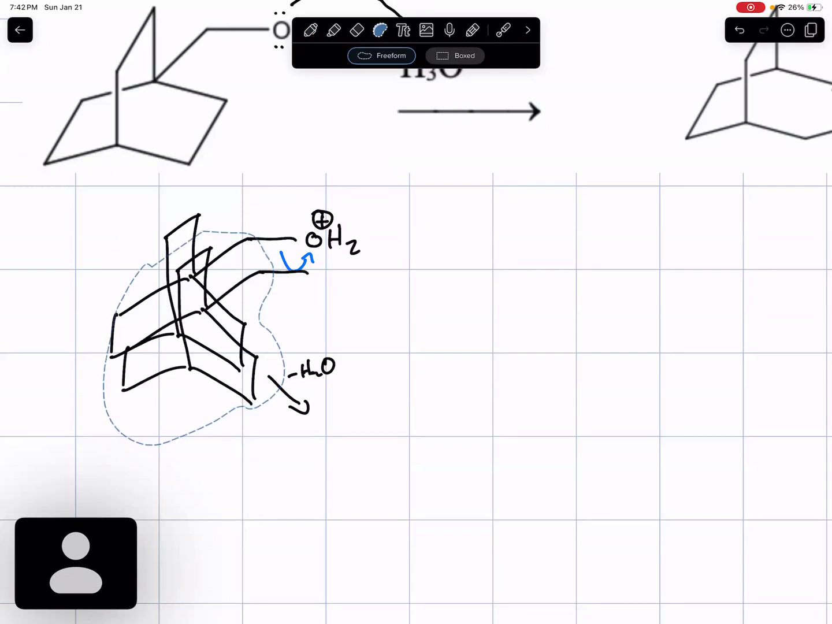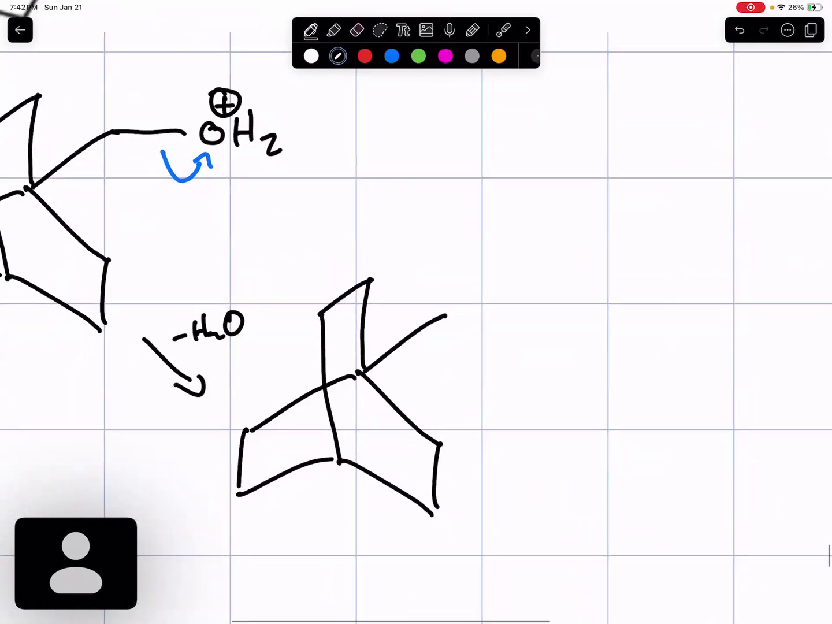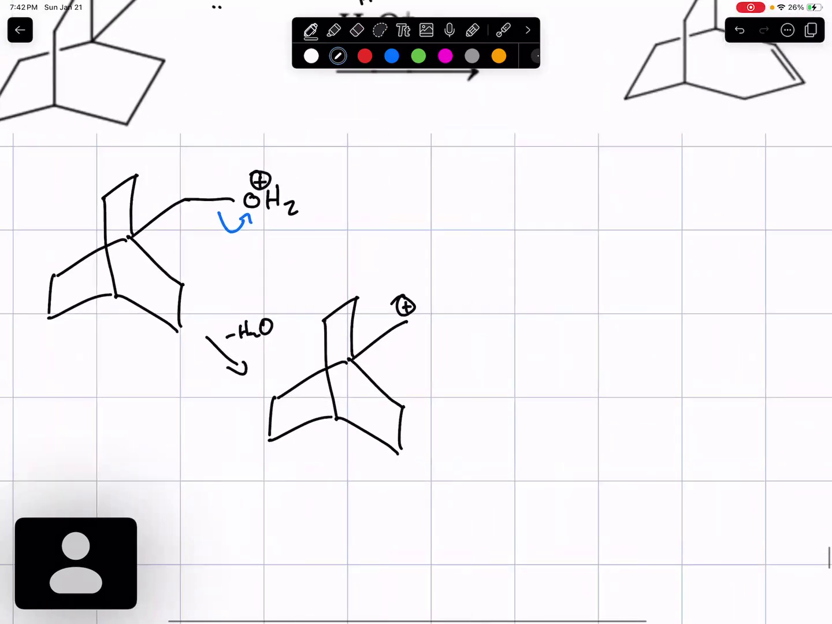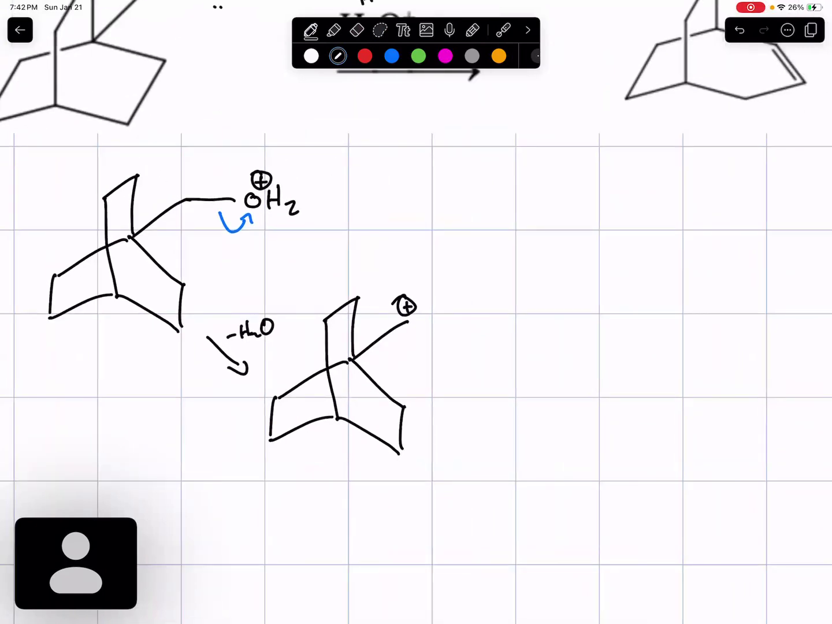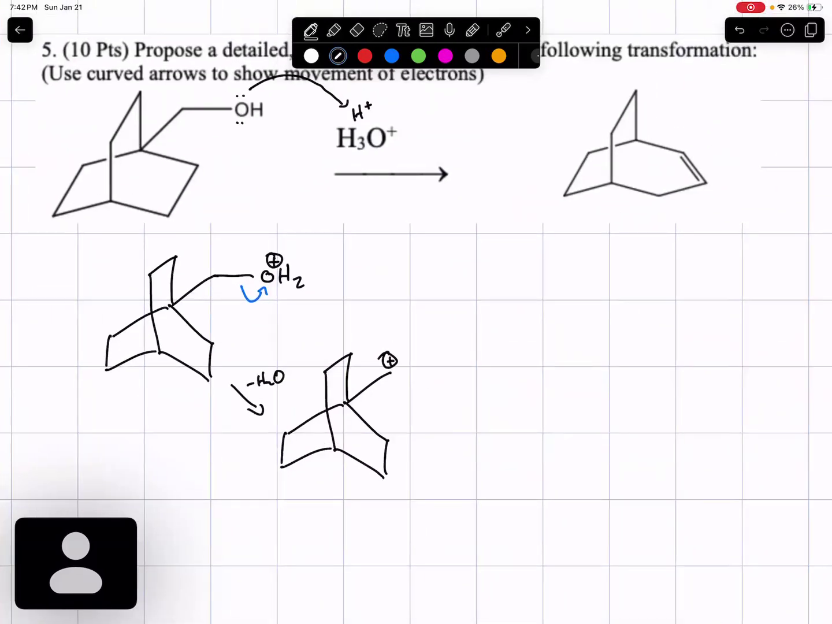So let's duplicate. Water left. And we formed a primary carbocation. Damn, do we want to do that? Yikes, right? We formed a primary carbocation. What do we do?